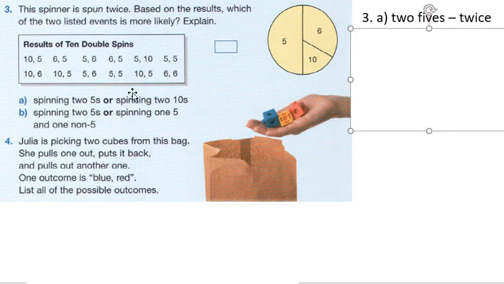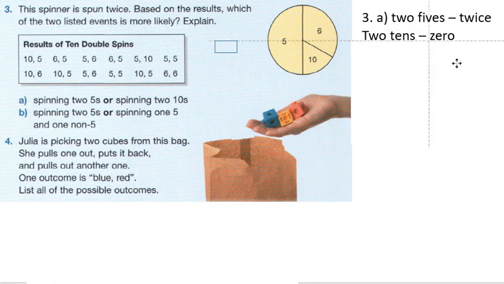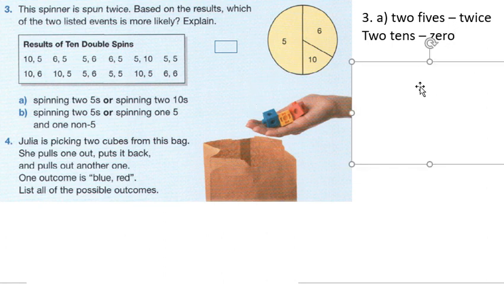So for spinning 2 5s, we can do that twice. And for spinning 2 10s, that comes up 0 times. And you get this simply by counting. So 2 5s come up here in the top right and then down on the bottom. So we have 2 5s there, and 2 10s does not come up at all. So clearly the 2 5s would be more likely to come up.